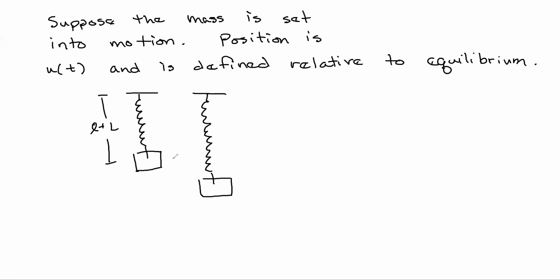And so that additional motion, this is U of t. That's going to change over time. That's, of course, what the t stands for. And it's measured against this equilibrium position. So when U of t is 0, it will be at this spot, right? So this here, you could think of, if you draw a line here, this is the equilibrium position.